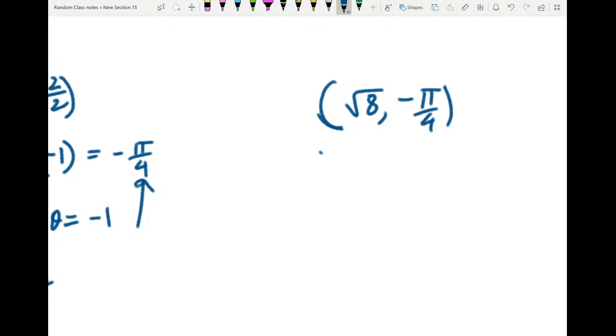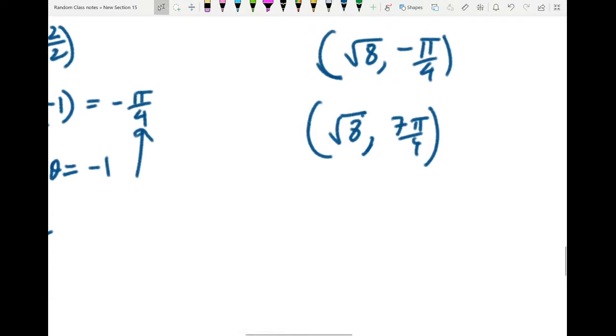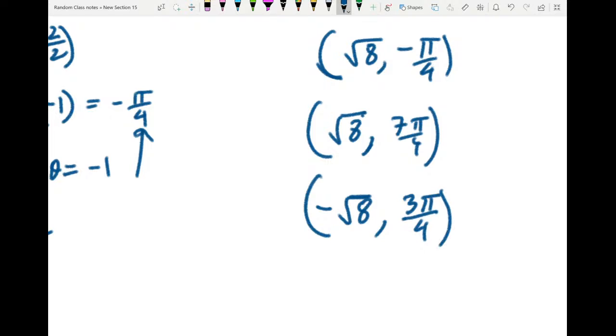Some of you could have thought of it this way too: √8, comma, 7pi/4, or you could write -√8, comma, 3pi/4. Those are all acceptable.